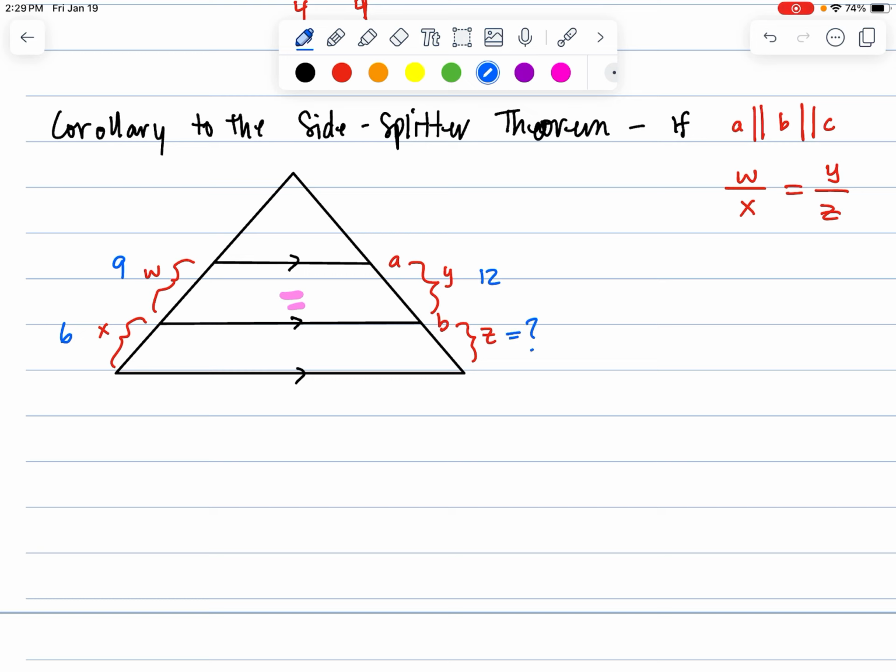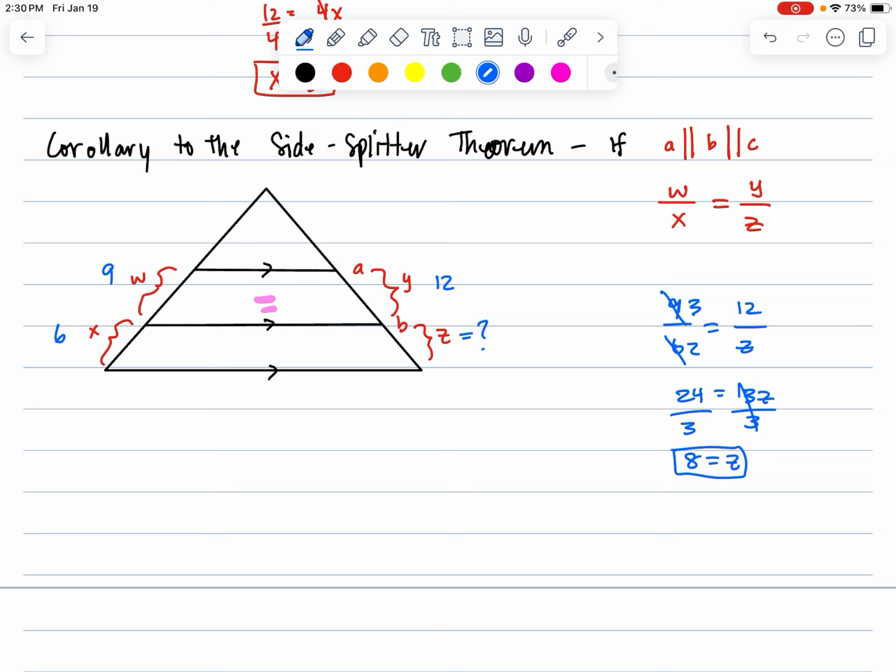What we could do this time is we could set it according to this equation. 9 over 6, because W over X, is equal to 12 over Z. We could simplify this if we wanted to. This simplifies, or we could just cross multiply if we wanted to. So simplify is always nice. Make this 3 over 2. Cross multiply now. 2 times 12 is a lot easier. Oops. And as I say that, I do the math wrong. 3 times Z is 3Z. Divide by 3, and you get 8 is equal to Z. Okay? So there we have it. That is the corollary to the side splitter theorem.